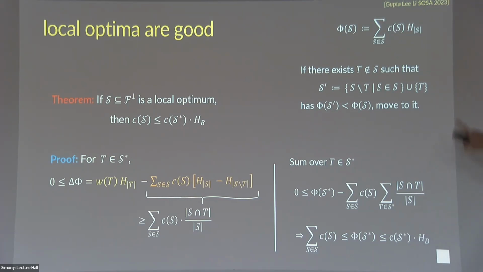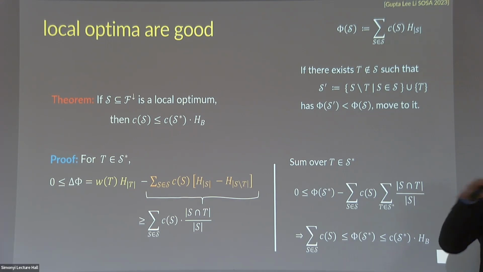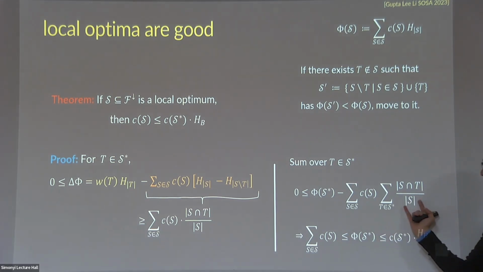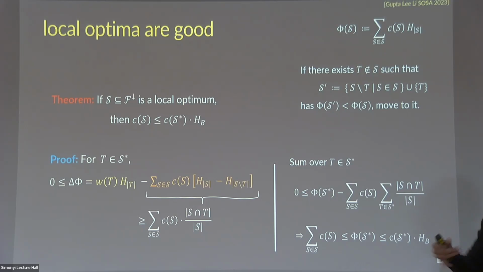More or less, what's happening is this potential, if you drop an element, it's like improving by exactly the cost divided by s. So every element, the derivative in some sense, is like its cost share of the solution. And that's why this potential is very useful.